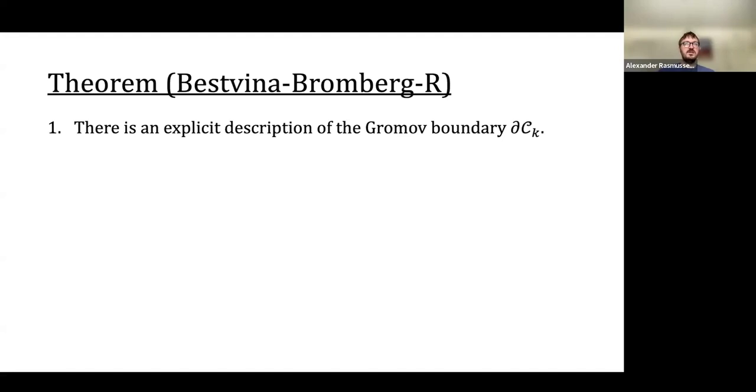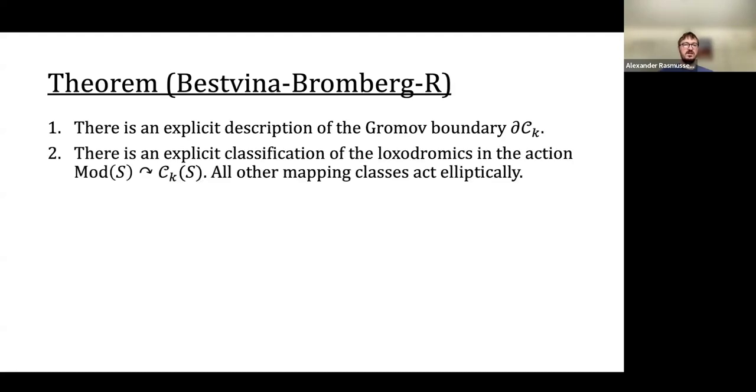Okay, so this is all stuff that was known in some sense previously. Here's a theorem, which is all new stuff. So first of all, there's an explicit description of the Gromov boundary of any one of these graphs. There's an explicit description of the loxodromics and the action on any one of these graphs. And any other mapping class which is not loxodromic is elliptic. And the action on CK is acylindrical.